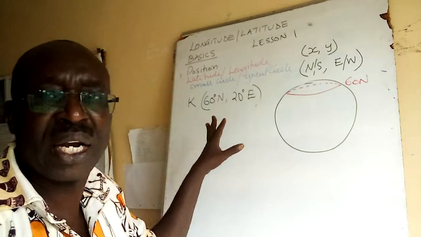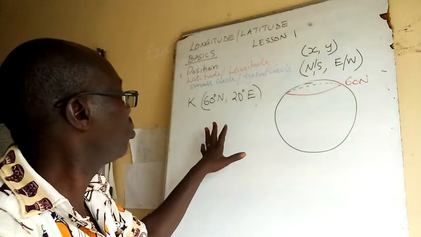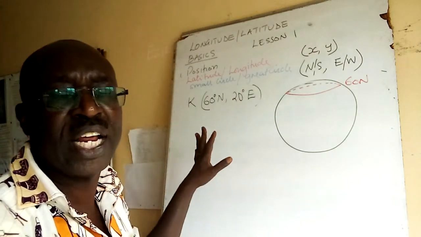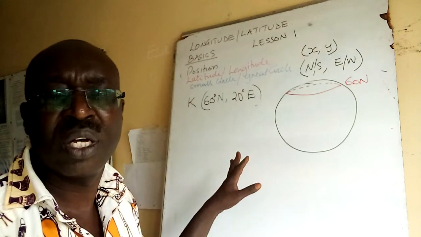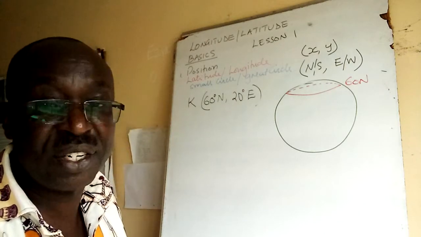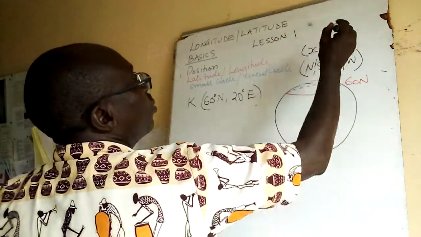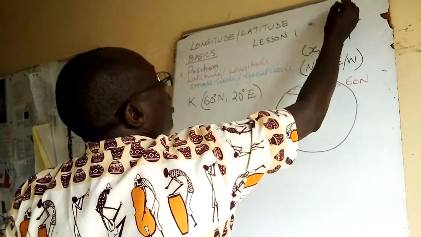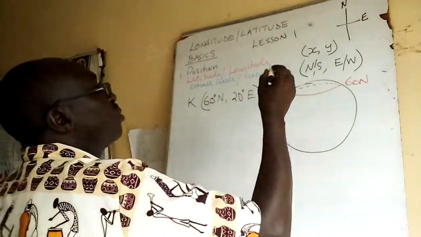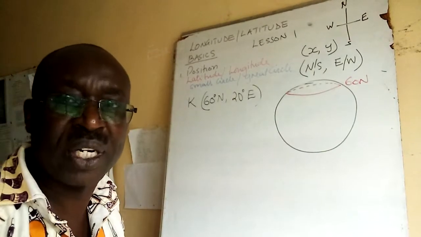So we are learning how to locate a position, a point. For example, you are told K is a town located at 60 degrees north, 20 degrees east. East is right, west is left. So we have north, east, west, and south. That can help you quite a great deal.